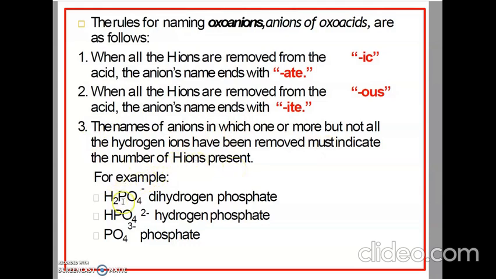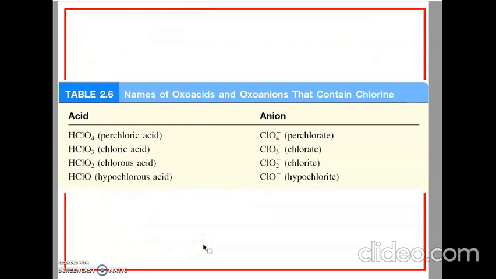Okay, here because it has two hydrogens, it becomes dihydrogen. This is the phosphate. Okay, if it loses one hydrogen, it becomes hydrogen phosphate, and if it loses another hydrogen, it becomes only phosphate. So this is an example of names of oxoacid and oxoanion.